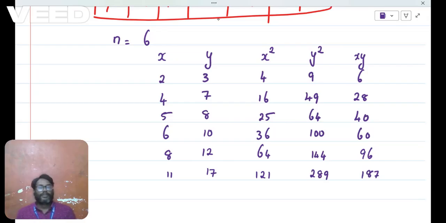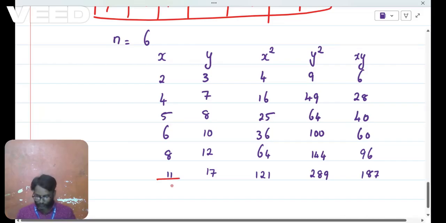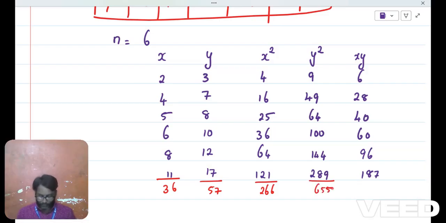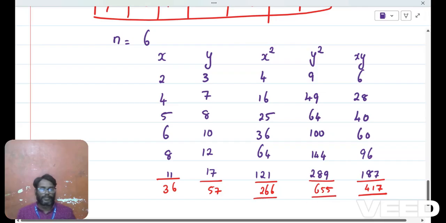So now I need the sum values. The sum of x values is 36, the sum of y values is 57, and the sum of x square values is 266. Next, the sum of y square values is 655, and the sum of xy is 417. So using this data, we are going to find the results one by one.